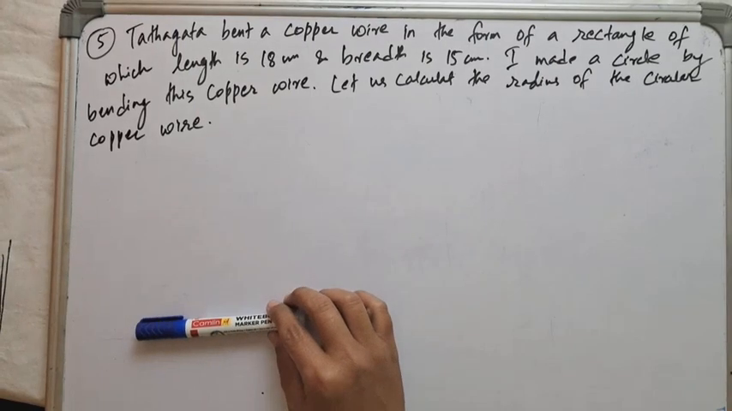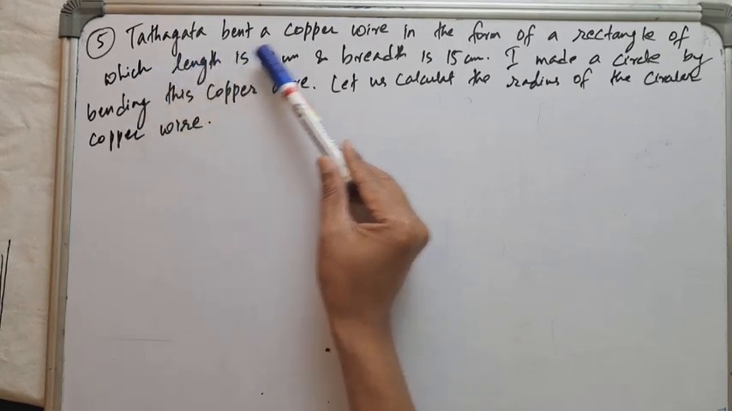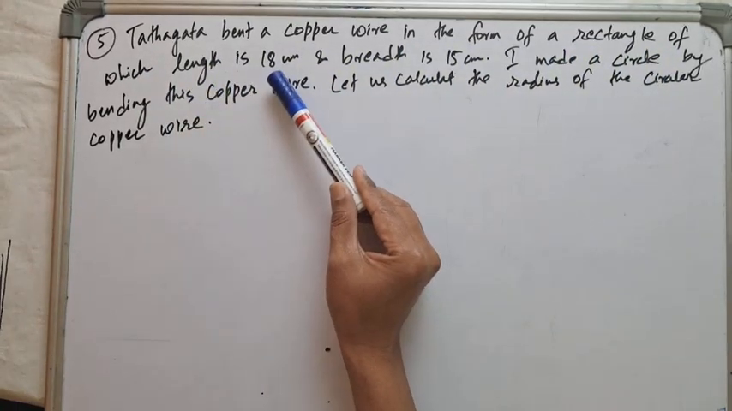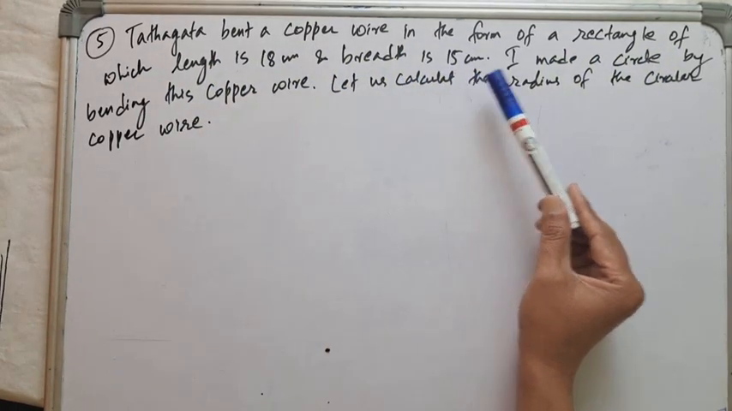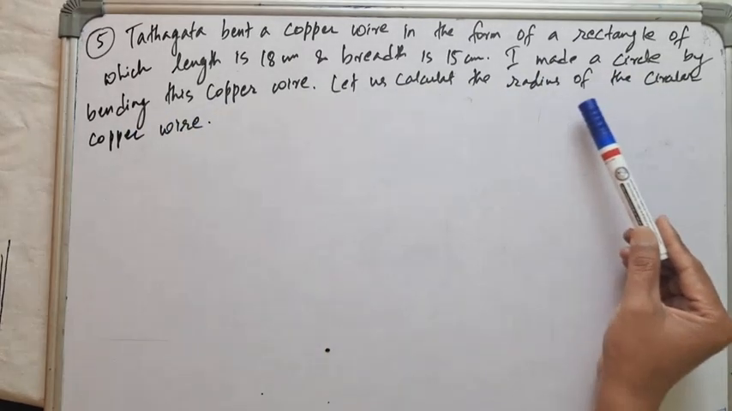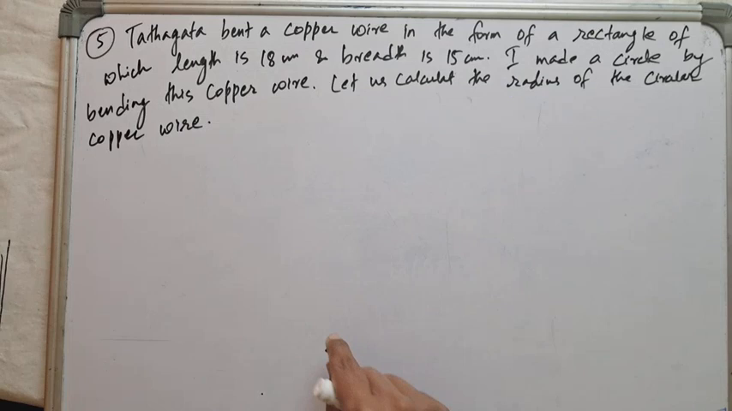Okay, let us do question number 5. Tathagata bent a copper wire in the form of a rectangle of which length is 18 cm and breadth is 15 cm. I made a circle by bending this copper wire. Let us calculate the radius of the circular copper wire.